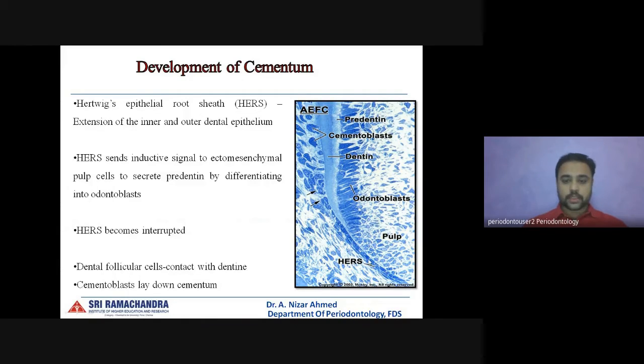From the extension of your Hertwig's epithelial root sheath, the inductive signal will be transferred to your ectomesenchymal pulp cells to differentiate and secrete predentin, which will be differentiated into odontoblasts. Then the dental follicular cells will come in contact with your dentin, and the cementoblasts lay down the cementum.